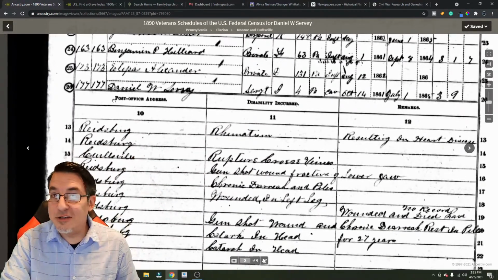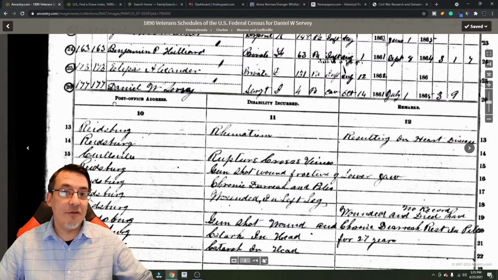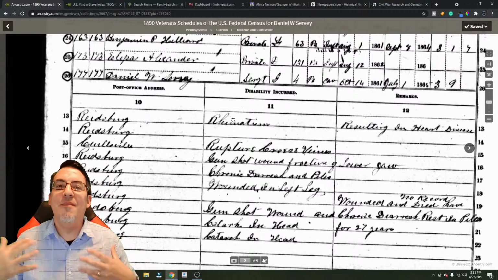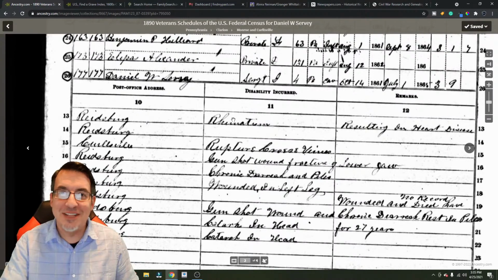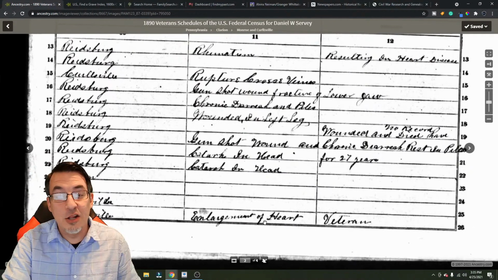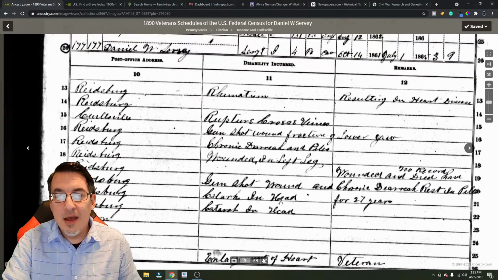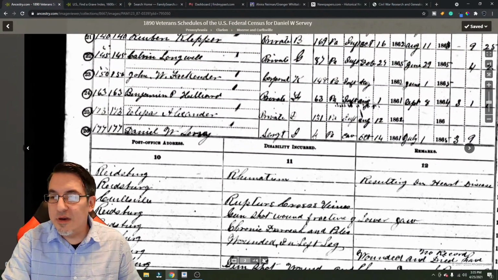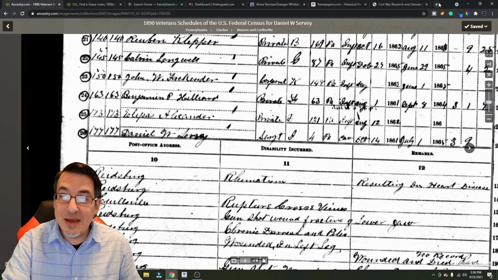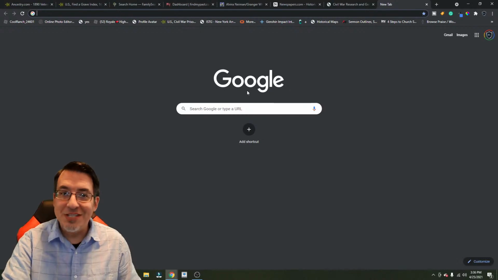Now, it also tells me if he's dealing with any health issues, because they're trying to figure out who's going to be filing for a veteran's pension, things like that. So here he is. He's line 26. He says he's got an enlargement of the heart, but that's all he says about it. So Company I, 4th Pennsylvania Cavalry. Now that gives me some more to research.